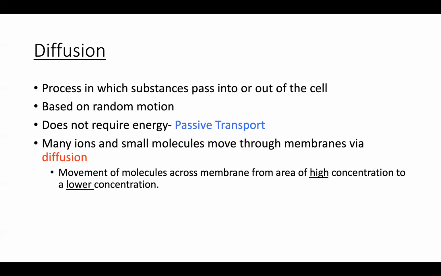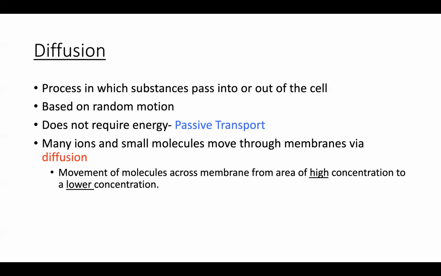An example of diffusion, this random motion: if you're in a large room and you spray perfume in one of the four corners, the fragrance associated with that perfume will eventually diffuse across that room. Those fragrance molecules will diffuse across the room, and you'll eventually be able to smell it in any of the four corners.